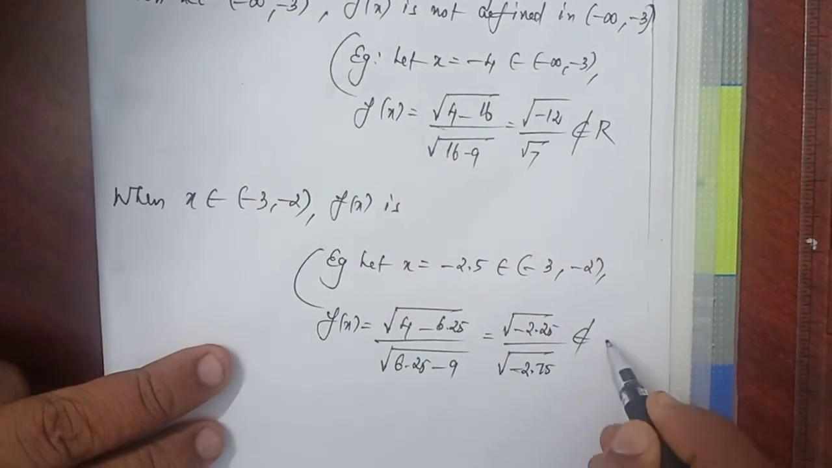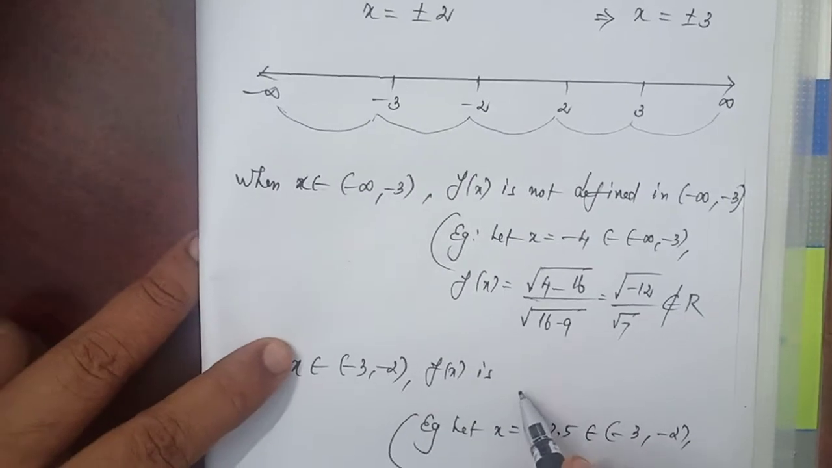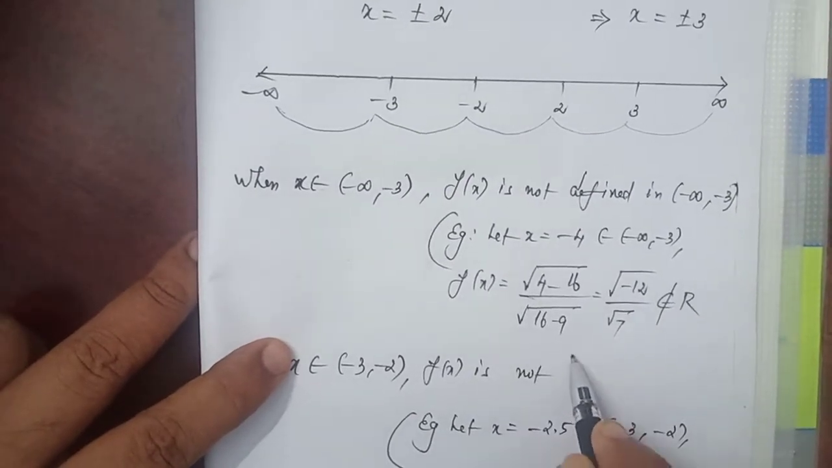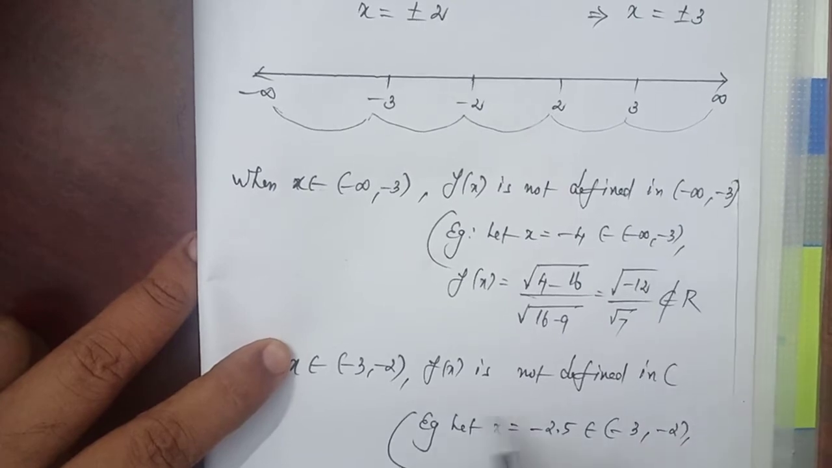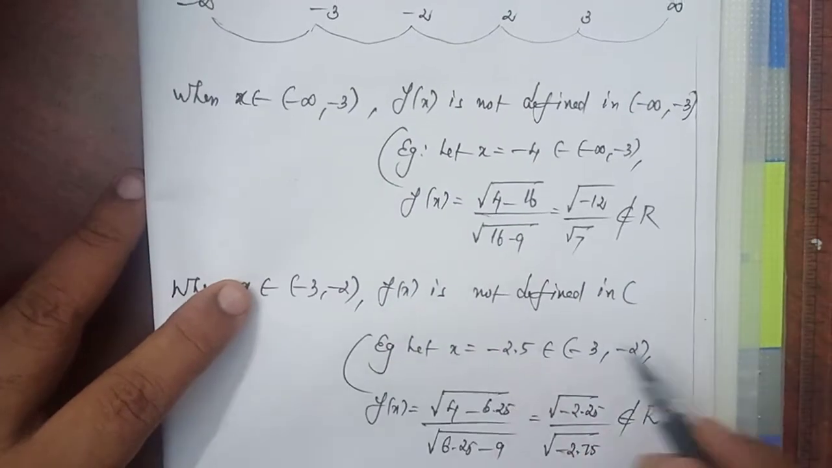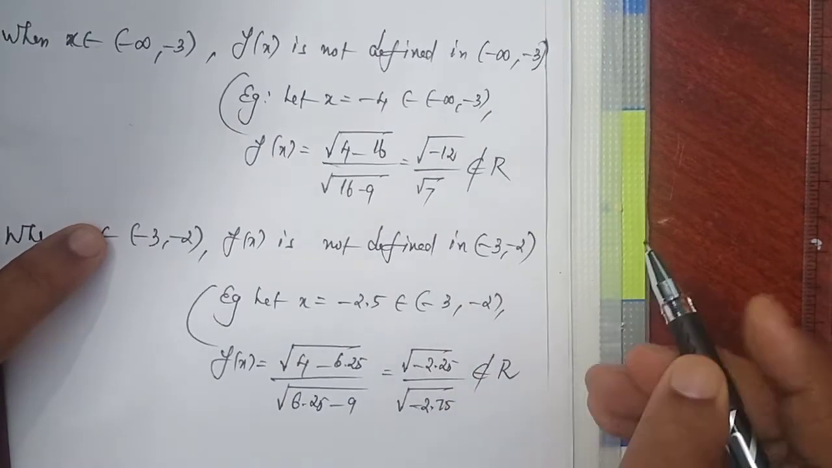So that doesn't belong to the real numbers. Therefore f of x is not defined in the interval minus 3 comma minus 2.